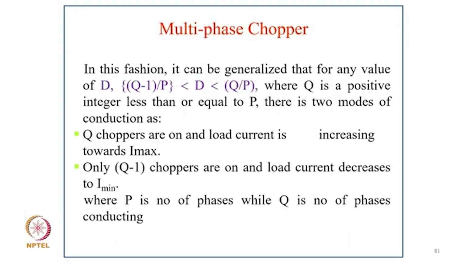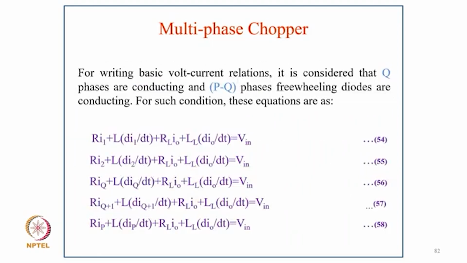In this fashion, it can be generalized that for any value of D varying between Q minus 1 by P to Q by P, where Q is a positive integer less than or equal to P, there are 2 modes of conduction: Q choppers are on and load current is increasing towards I max, and only Q minus 1 choppers on and load current decreasing to I minimum. Here P is the number of phases while Q is the number of phases conducting. For writing the basic relations, it is considered that Q phases are conducting and P minus Q phases have freewheeling diodes conducting. For such conditions, these equations are valid.